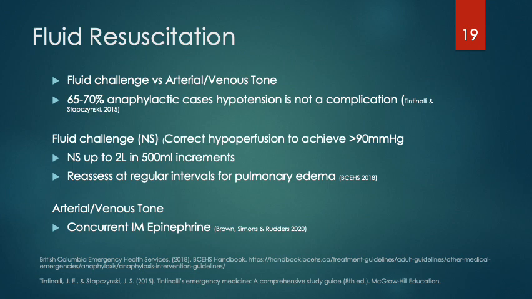If fluid is required and a fluid challenge is indicated, we're going to correct hypoperfusion, achieving a systolic blood pressure of 90 millimeters of mercury, up to 2 liters in 500 ml increments, and reassessing at regular intervals for any development of pulmonary edema. And if you require arterial venous tone, concurrent administration of IM epinephrine.